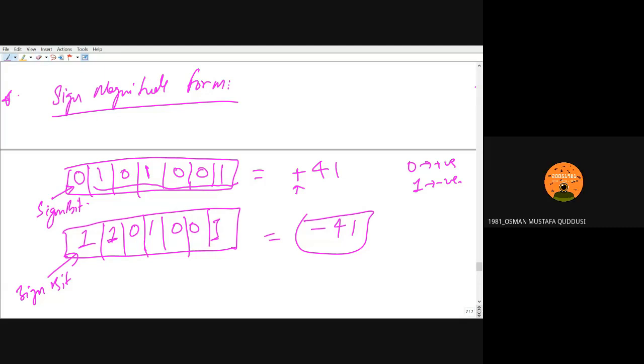Yes. So if we wanted to write -8, will the binary be 1001?